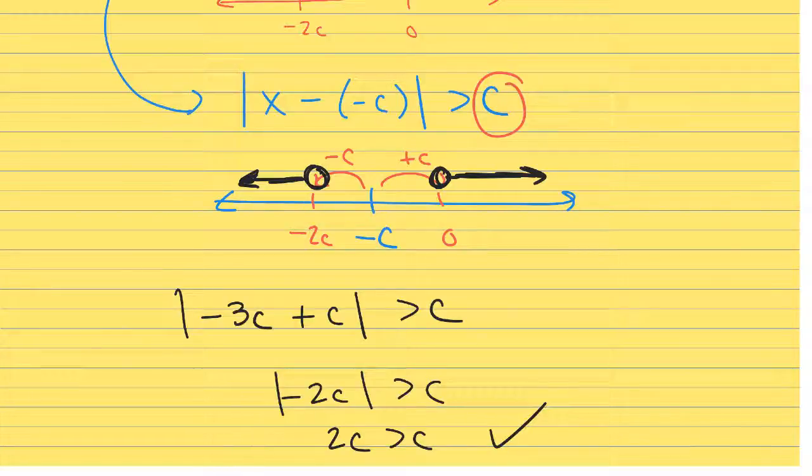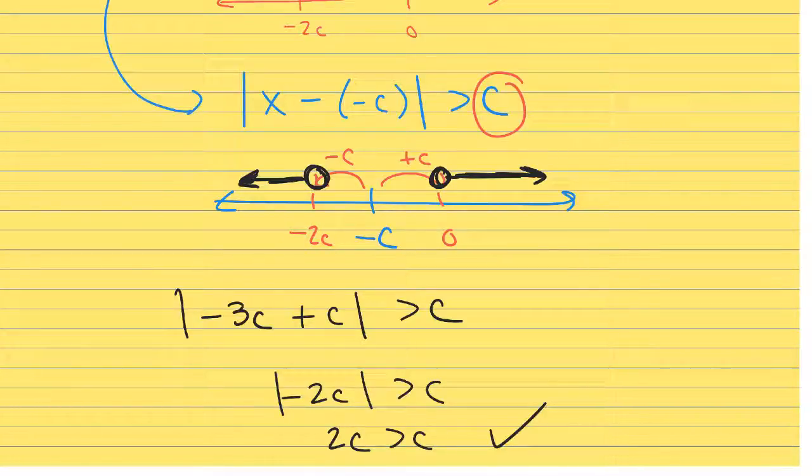Remember that when we test a point, if the statement at the end of the testing is true, we shade that region. If we test a point and it becomes false, we don't shade that region. So for the middle region, we could just test negative c, right? Because negative c is definitely in the middle region. If I test negative c here, I get negative c plus c, which is 0, right? And then 0 greater than c is not true.